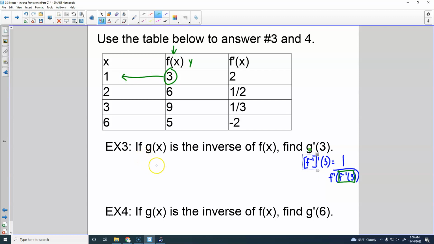So we've got 1 over f prime of 1. And what is f prime of 1? It is 2. All right, swing over here and use that. And it's 2, so 1/2 would be our answer.